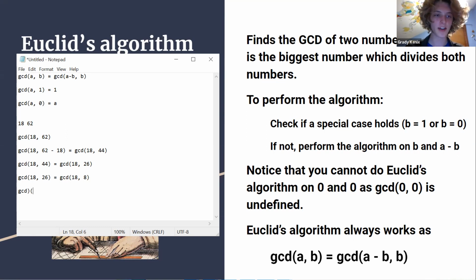And now, caution, we can't just keep subtracting off 18. We've subtracted off 18 like 3 times in a row now. We can't do it again, because while neither 18 nor 8 is 1 or 0, now 18 is the bigger number, and 8 is the smaller number. So this time we're going to take the 8 off the 18 instead of the 18 off the 8. And we're going to get the GCD of 18 minus 8 and 8. 18 minus 8 will be 10. Now we continue on.